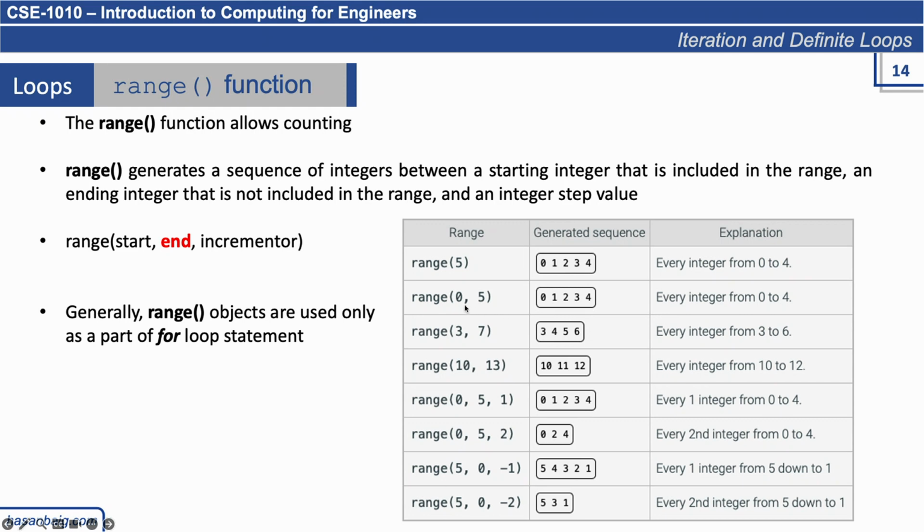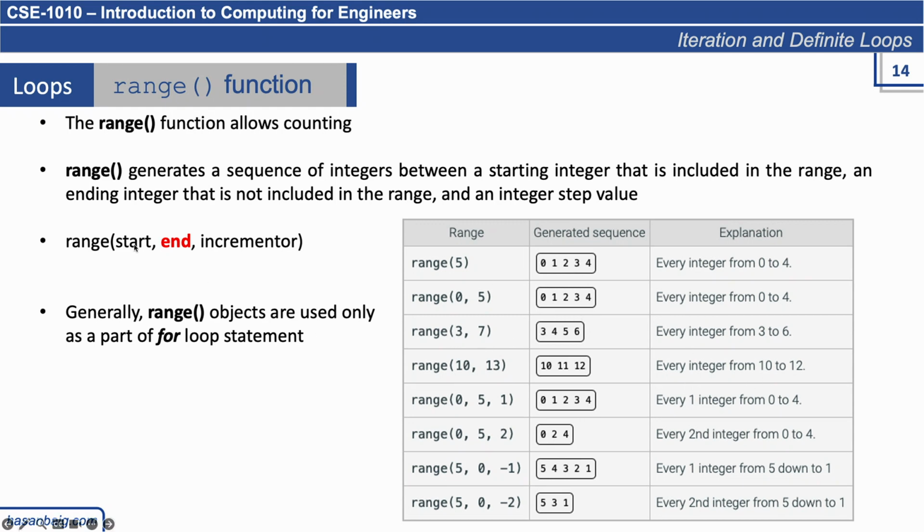Here in this example, we have specified 0, 5, and we left out the other optional parameter. So it will generate the same sequence as before, starting from 0 until the value 4. This is an easy way to remember: when you see the last number in the range, the generated sequence ends with the number before it.